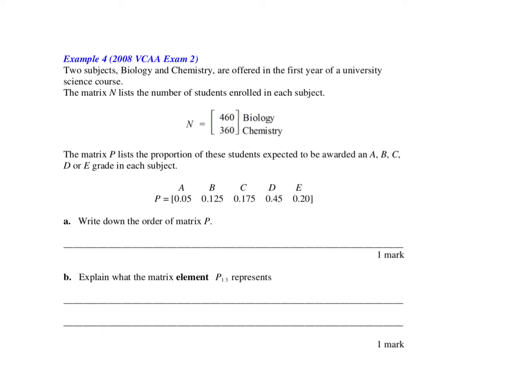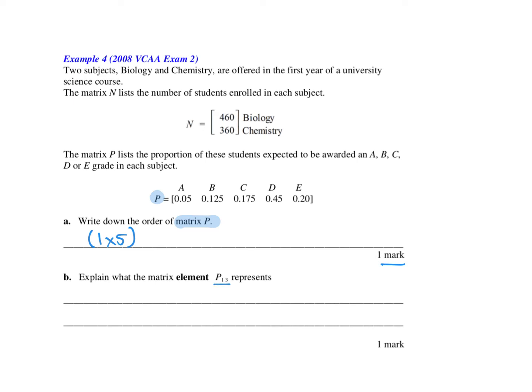Okay, write down, this is how easy our starting questions are. Write down the order of P. So we look for matrix P. What's the order of this one? How many rows has it got? 1. And how many columns has it got? 5. So it's a 1 by 5. Easy 1 marker.